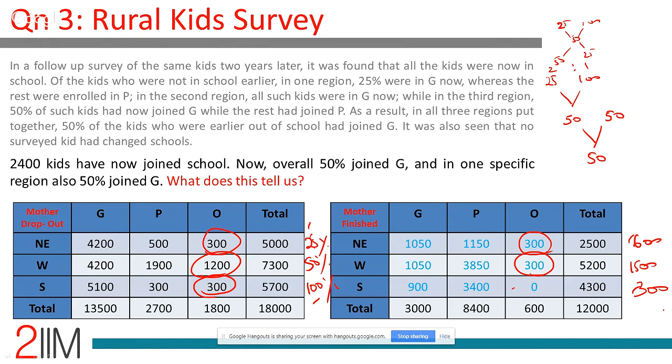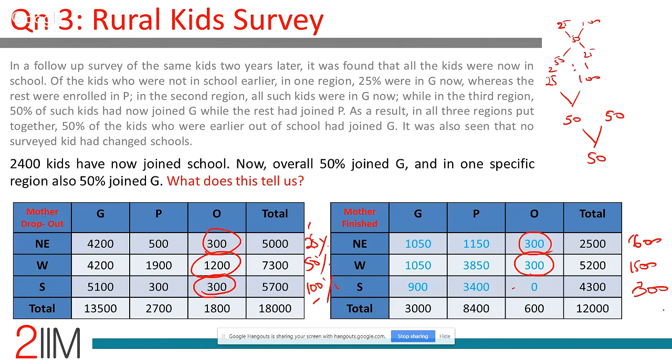So in some weightage ratio, 25 and 100 are mixed to give us 50. What is the ratio? 2:1. What should be 2? 25% should be 2 and 100% should be 1. So 25% of the students in Northeast go from O to G. 50% of the students from West go from O to G. 100% of the students from South go from O to G. Now let's go to the question.